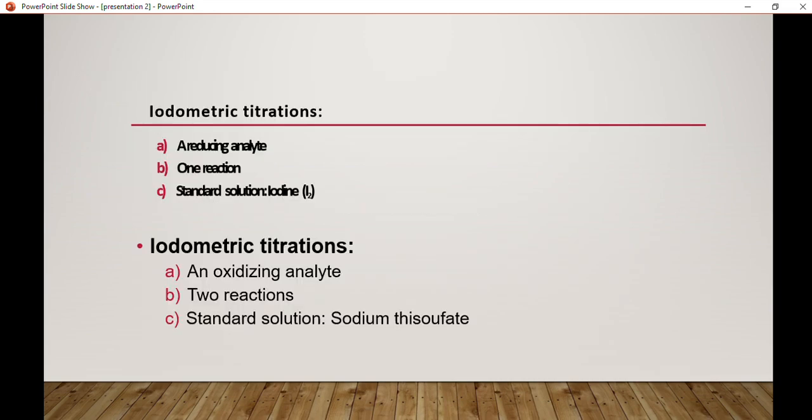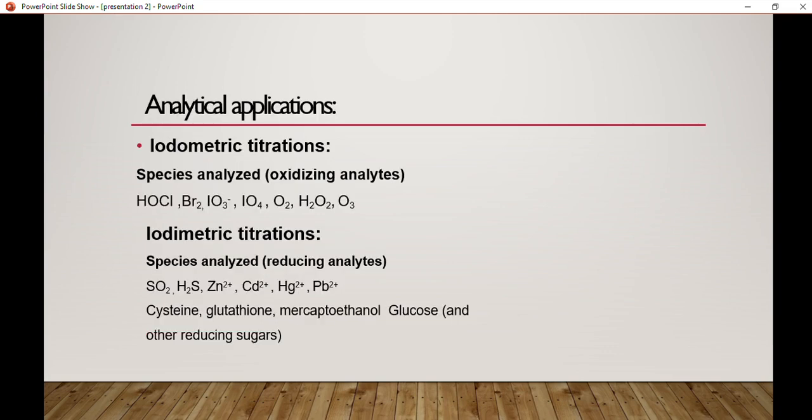Iodimetric titration: a reducing analyte, one reaction, standard solution iodine. Iodometric titration: an oxidizing analyte, two reactions, standard solution sodium thiosulfate.